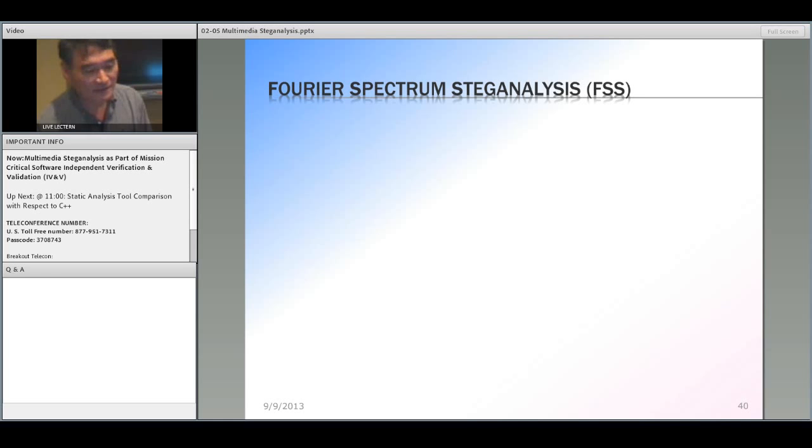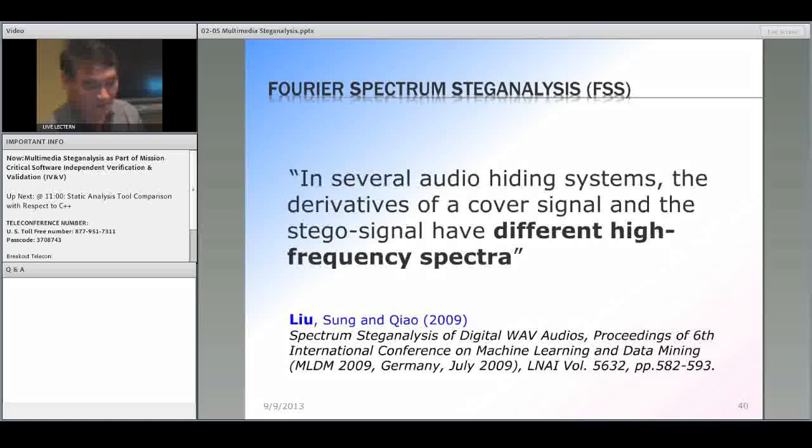The idea here, again, going into how to extract features to detect audio steganography. We found out that using the Fourier spectrum is a good way to go about it. Specifically, take the second order derivative of the Fourier transform of the audio signal. That gives you a good clue whether the audio has been modified or not.